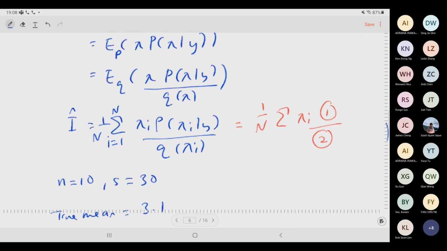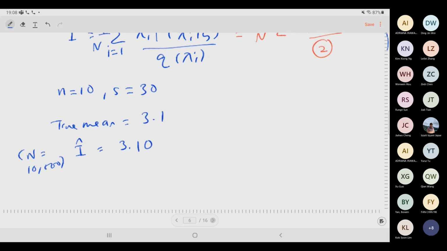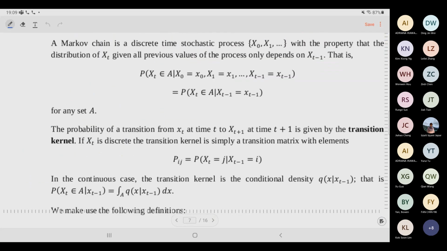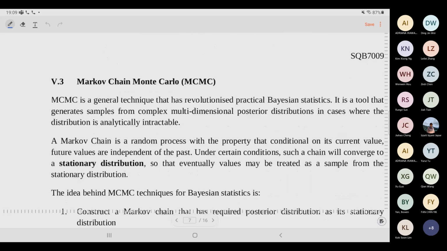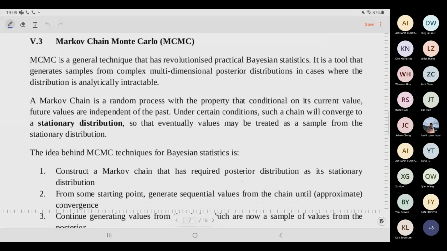Oh, I think we probably have to stop after this. Before we stop, I'm just going to talk a little bit about this Monte Carlo. I'm not going to discuss all the theoretical part that I put in here. This is just for you to read through when you have time after this.